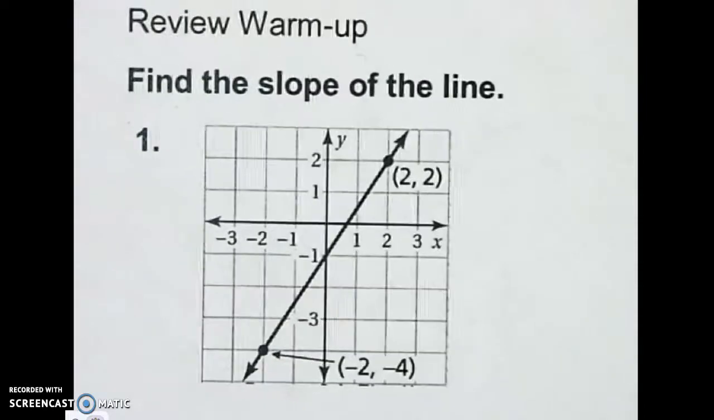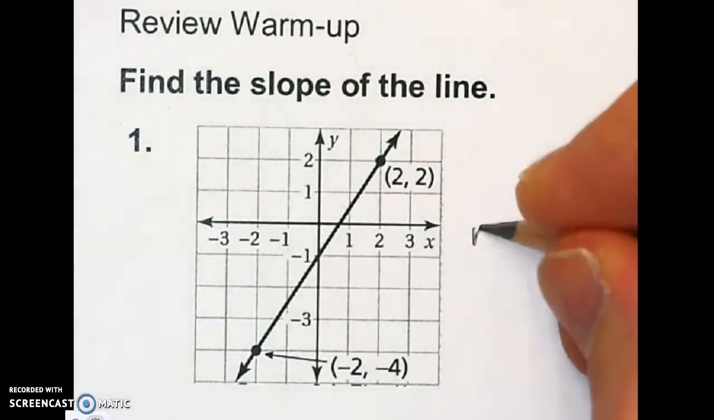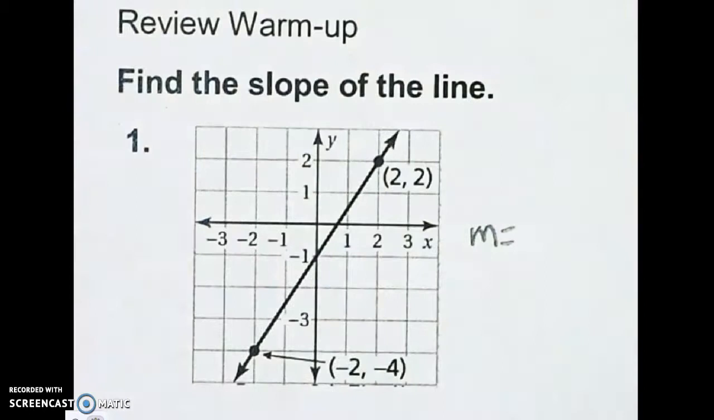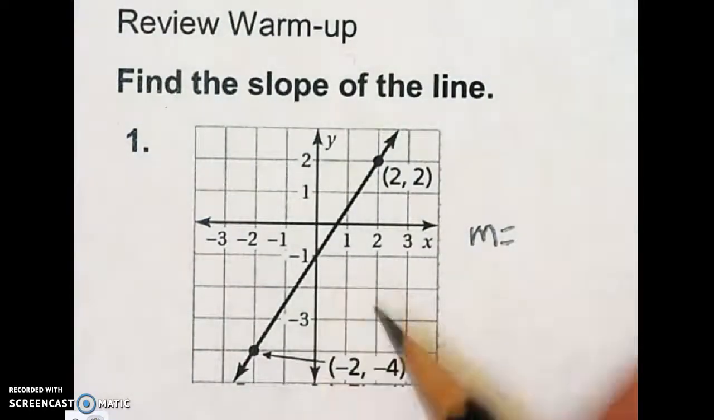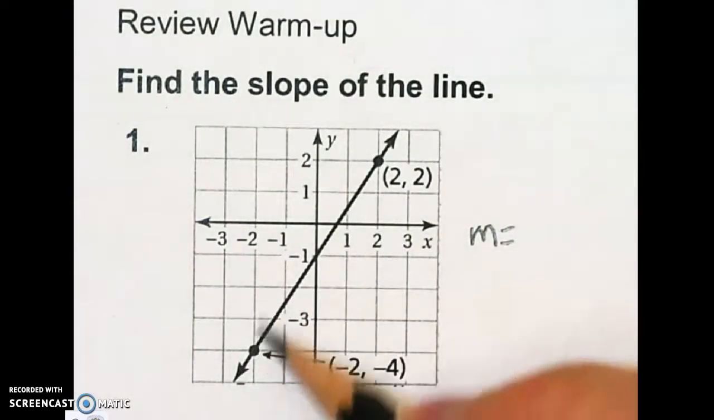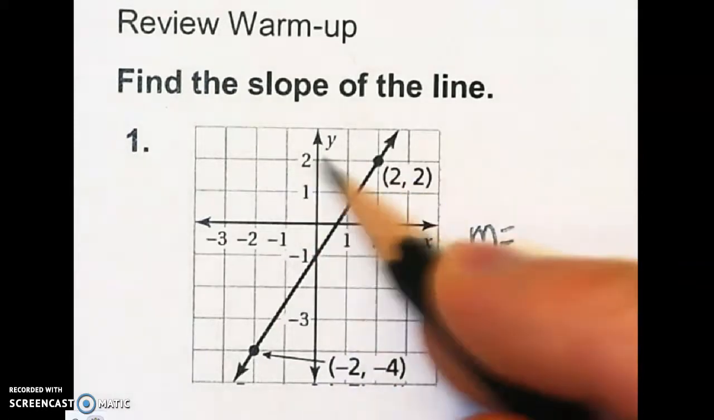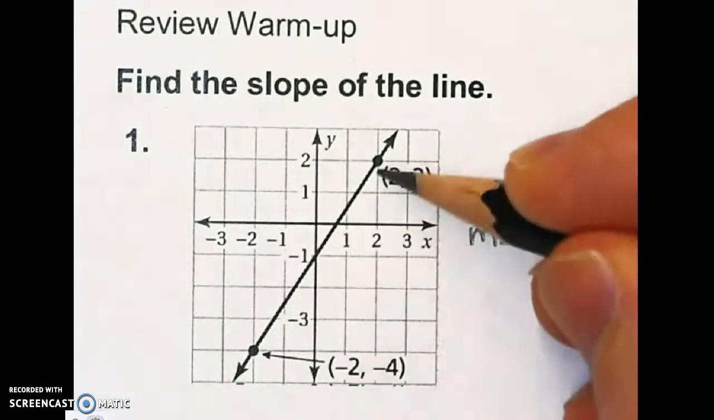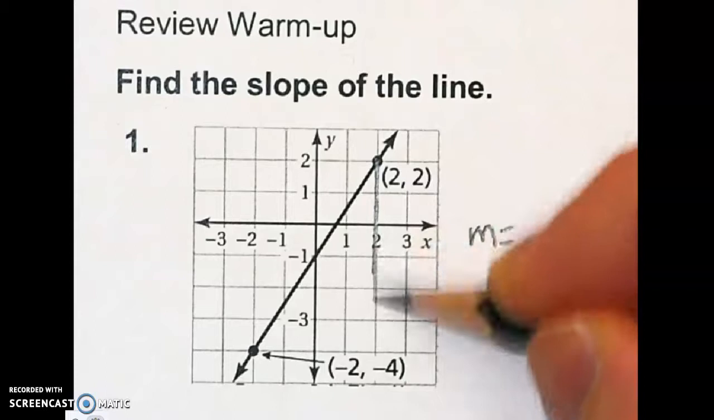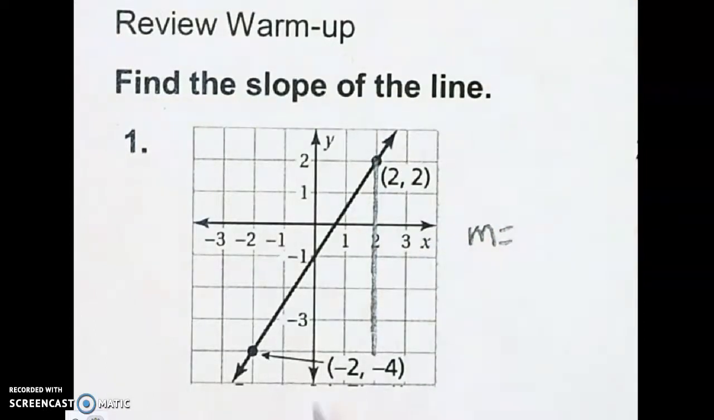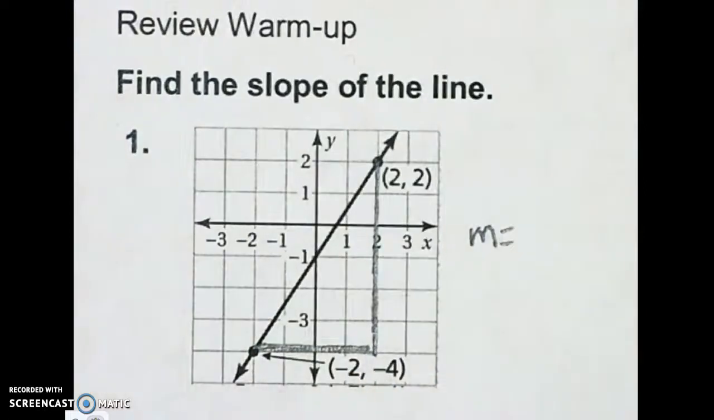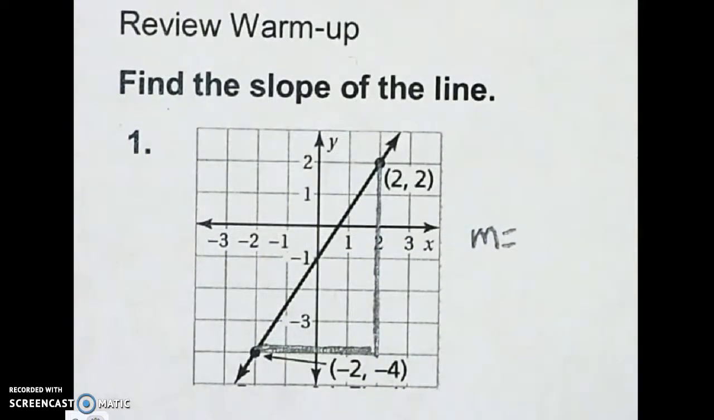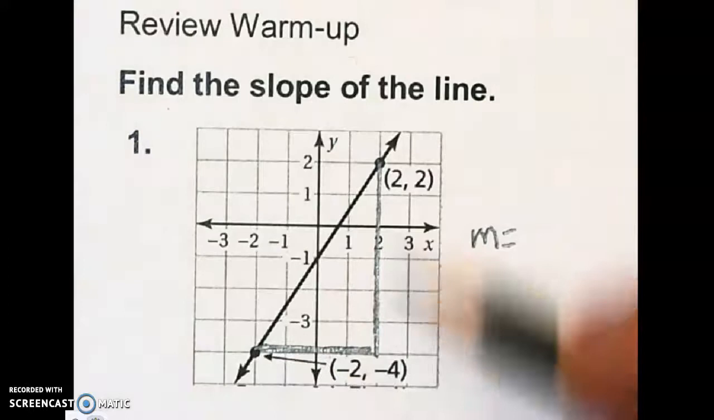So here we go. I'm going to write m equals off to the side. I'm going to find my rise and my run. So I'm going to draw a triangle here. It doesn't matter if you draw one up and over the line, but I'm going to draw mine underneath. So I'm going to draw straight down from this point until I'm exactly straight across from the other point and make it like a 90-degree triangle. And I'm going to count my distances over and count my distances up.